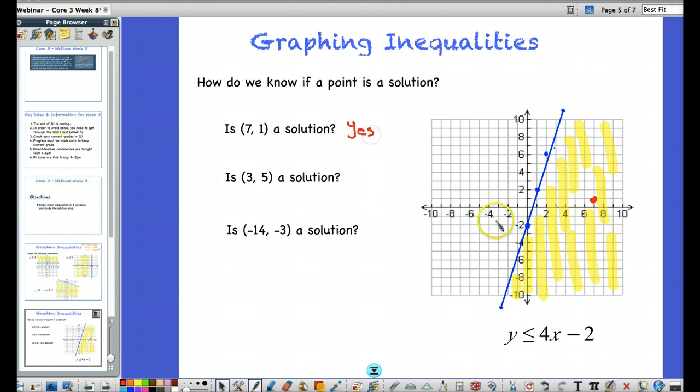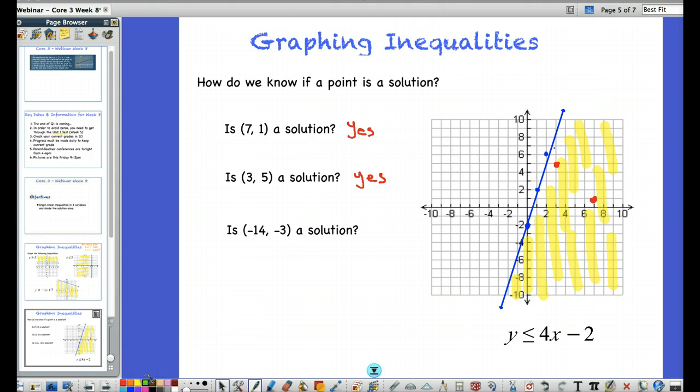So let's look at 3 and 5. Is 3, 5 in our shaded area? Oh no, because it's over at the 5. Well, you go over 3, and then go up 5. Wait, where's 3, 5? Right here. Ah, so it still is in there. It's hard to see a little bit. So that is a solution. Okay, now here's a tricky one, you guys. Negative 14, negative 3. Can we see that on the graph?